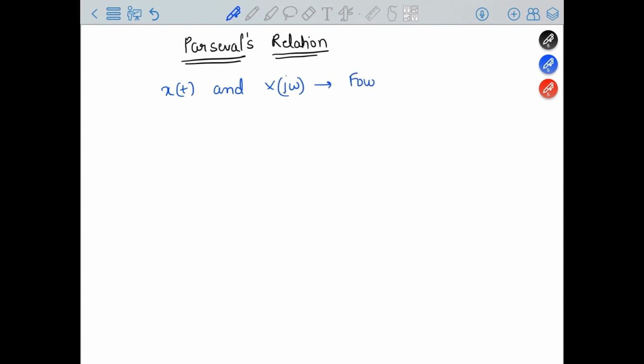Hello everyone. So in this video we are going to discuss two properties, that is Parseval's relationship and convolution property. So we'll start with Parseval's relation. So we have already seen this relationship in case of our Fourier series. So now we will describe this in terms of Fourier transform. So suppose we have x(t) and X(j omega). They are forming a Fourier transform pair.